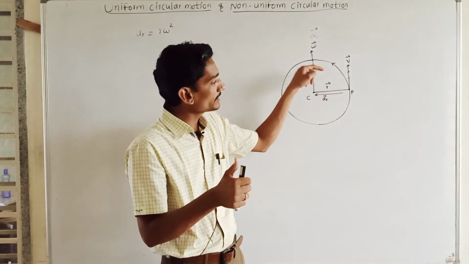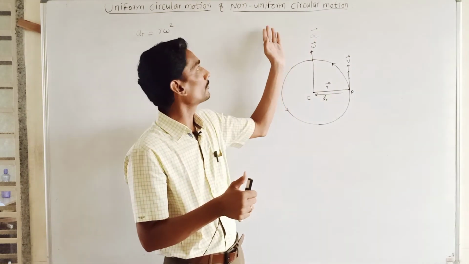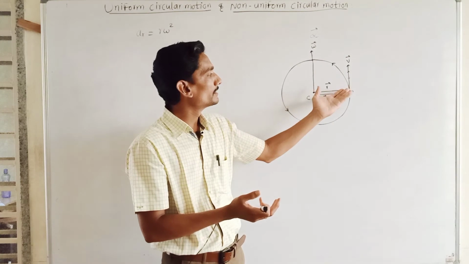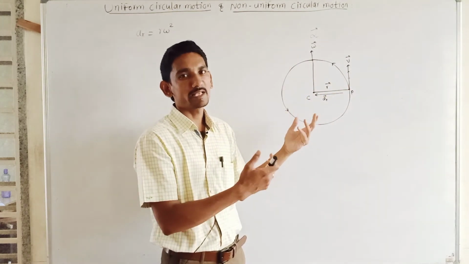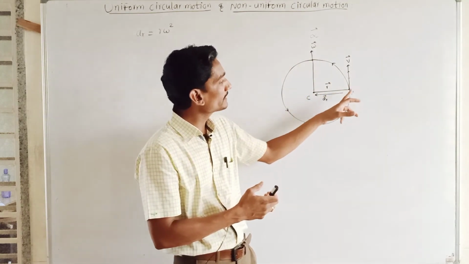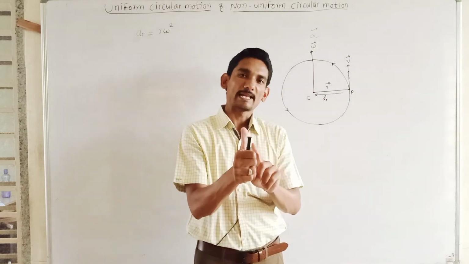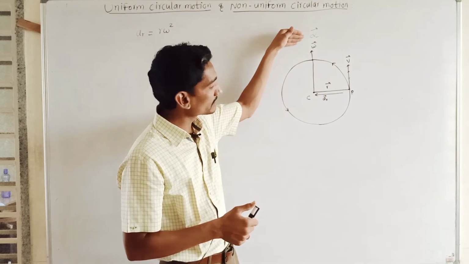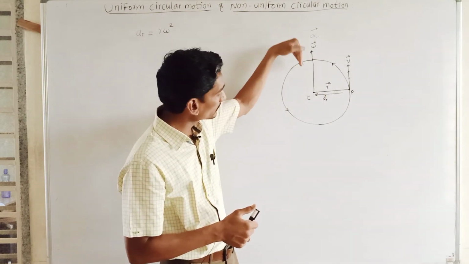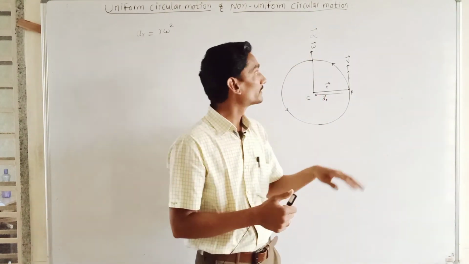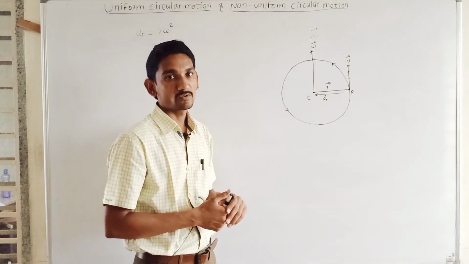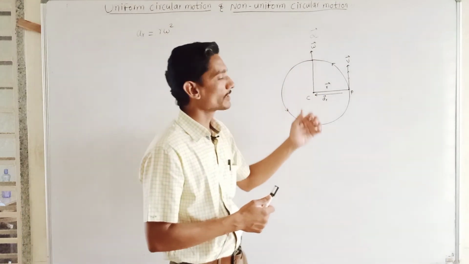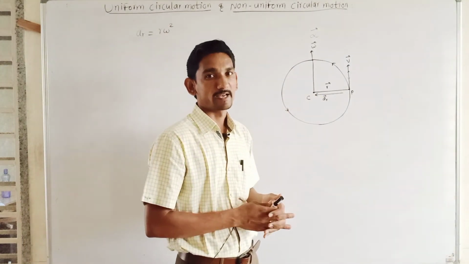In non-uniform circular motion, the velocity goes on changing. Sometimes it may increase, or sometimes it may decrease. So when it increases in this direction, then this is the direction of angular acceleration. And when it decreases, then again the angular acceleration is along the axis, but in the downward direction. So this is the angular acceleration. So in uniform and non-uniform circular motion, we have to consider these factors.